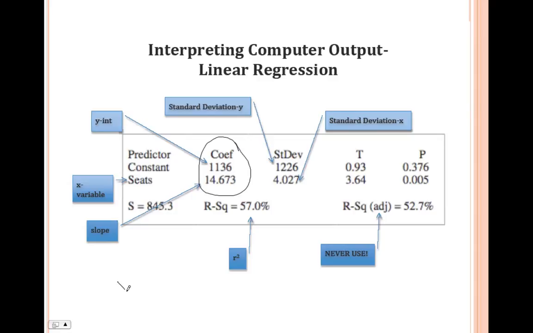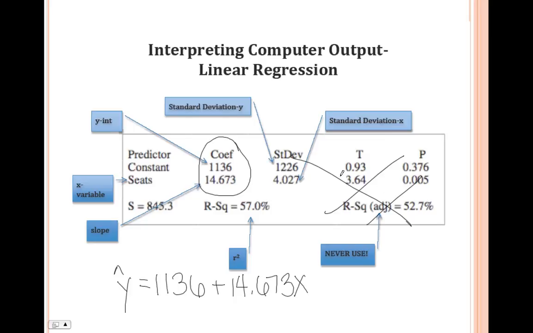And that's it. y hat is equal to a, the y-intercept, 1136, plus b, the slope, 14.673x. This is the easiest one, but it's the one that people struggle with for some reason. For now, you will not use any of this stuff. None of it.